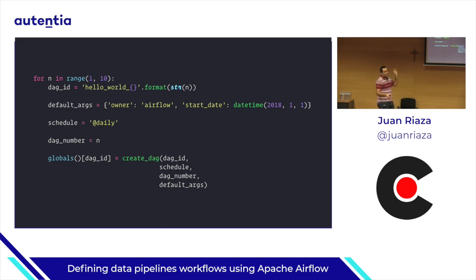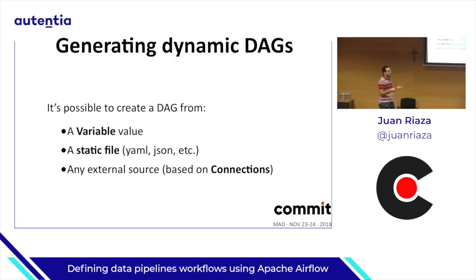So we could do pretty much whatever we want. In this case, we're generating on the fly 10 DAGs. But we could make a DAG from whatever. For example, a variable value that is stored on the metadata DB, a static file.